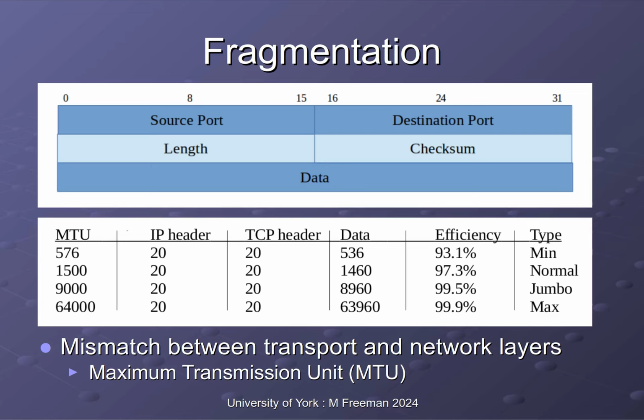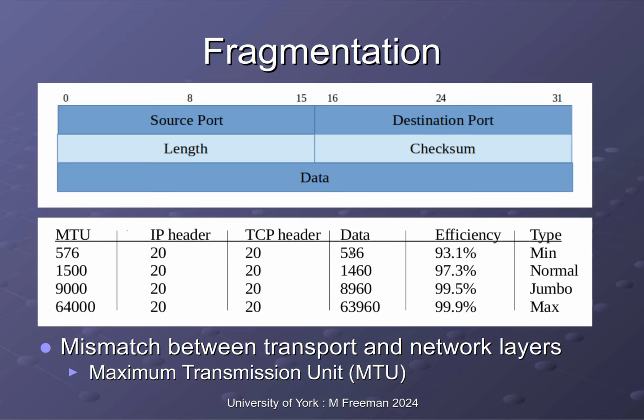So originally, MTU values were around 576 bytes. So if you broke that down in terms of your IP header, TCP header and your data sections, then you're typically looking at values shown here. So normally your IP header is around about 20 bytes, TCP header 20 bytes, and that will leave you 536 bytes of data, of payload. So if you look at the ratio of headers to data, that's not bad, that's 93%. So you've got a relatively small header compared to the amount of data you're sending.